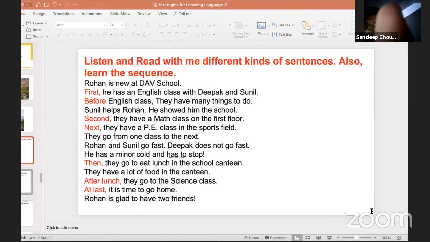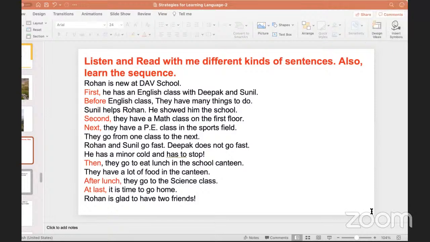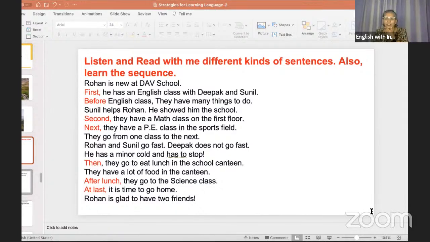No. Ma'am, sequence means... Sequence means, what would be the word in Hindi for sequence? क्रमबद्ध. क्रमिक रूप से. Yes, stepwise. Yes, ma'am. So what happened? The very first thing in this. Sandeep said English class. No, not English class. What did they do, the very first thing?